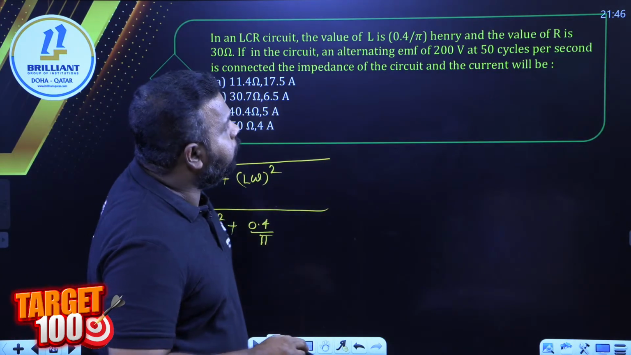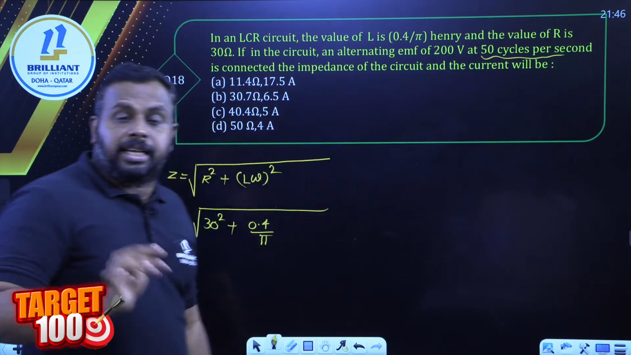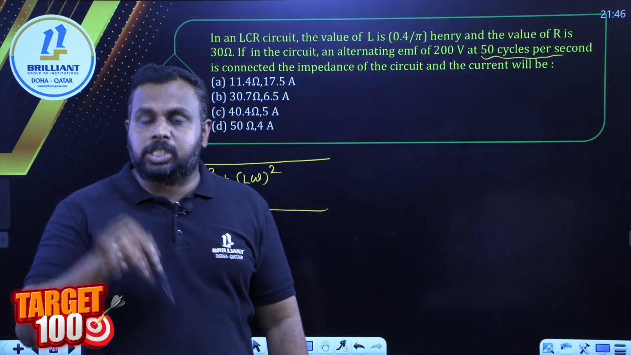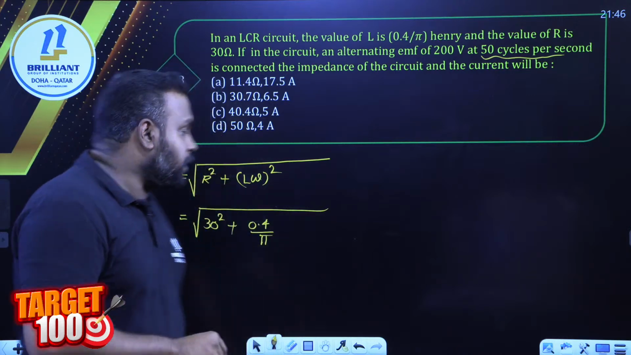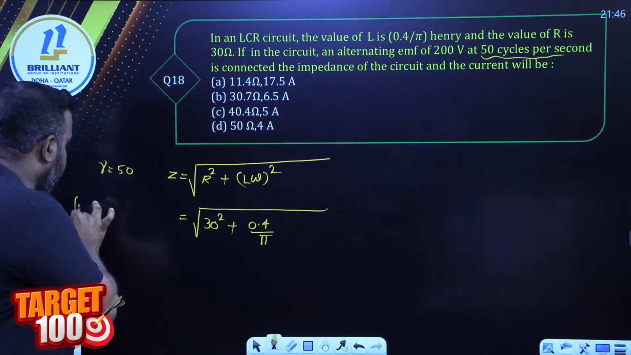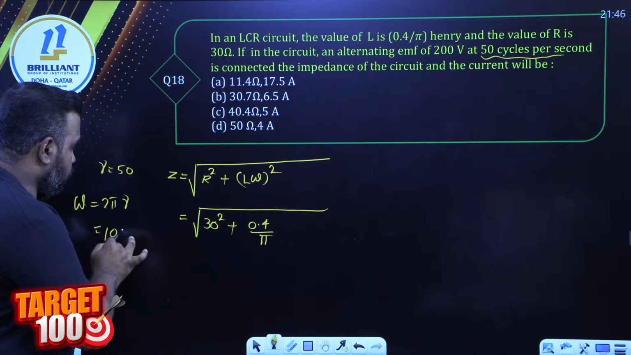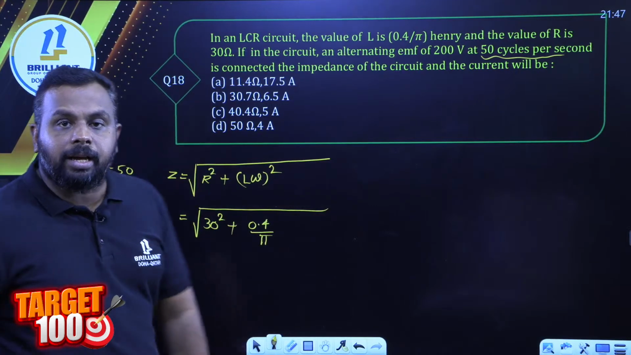Omega is not given, but you can see that 50 cycles per second. Cycles per second is hertz only. So 50 cycles per second is the frequency. So frequency nu is equal to 50. So omega is equal to 2 pi nu. So what we get? 100 pi. 100 pi is the omega value.